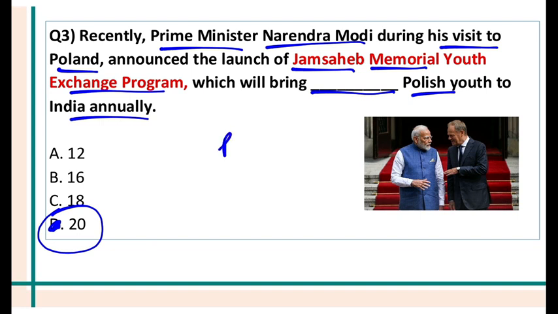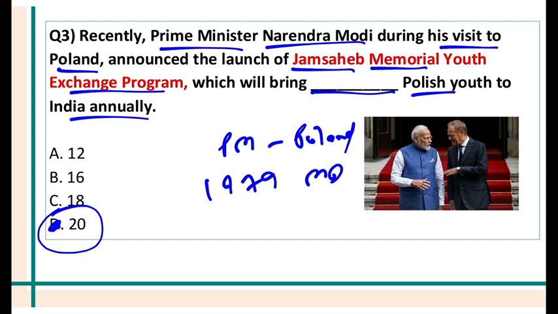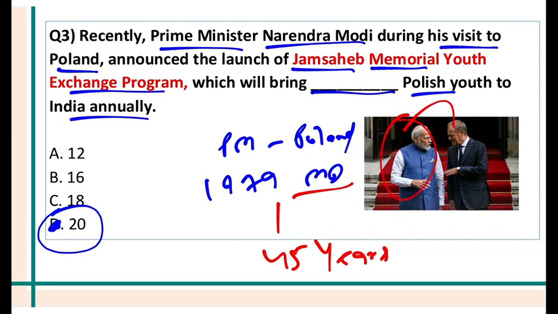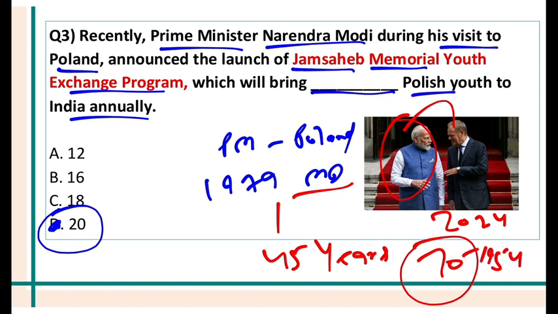Now, something very significant, when was the last time an Indian Prime Minister visited Poland? So that was in 1979 when Morarji Desai, that time Prime Minister of India, visited Poland. So after 45 years, an Indian Prime Minister visited Poland. And Poland is a very important country, right? And in 2024, India and Poland are celebrating 70 years of diplomatic relations. This is very important. Our diplomatic relations with Poland started in 1954, and therefore now we are completing 70 years of diplomatic relations.